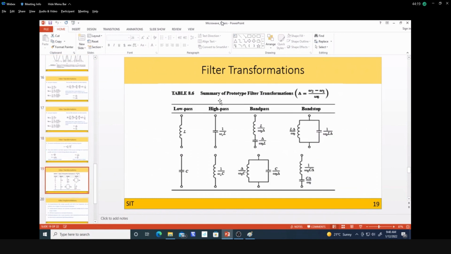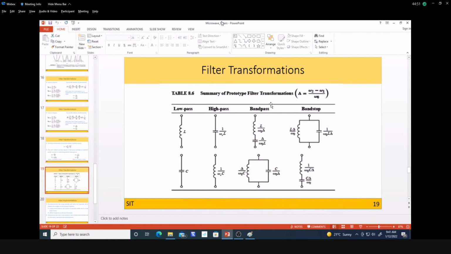You can see the summary of the transformations. If it converts from low pass to high pass, an inductor will become a capacitor, and the corresponding value of the capacitor is 1 over omega c into L. So based on the value of L, we get the capacitor value. If a capacitor is there in the low pass case, we can convert it to an inductor. For the high pass case, the inductor value will be 1 over omega c into C. That is the low pass to high pass conversion.